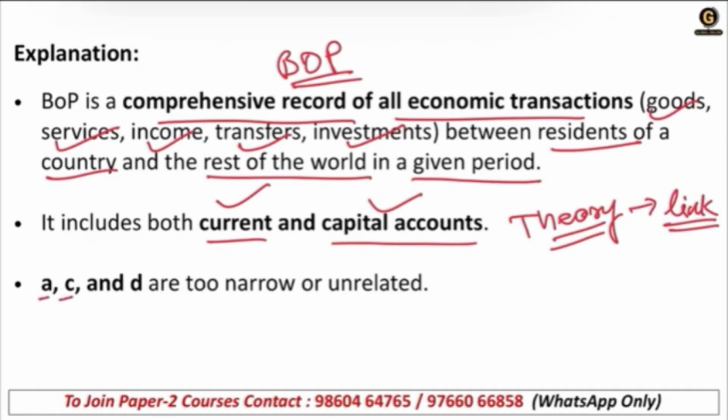In terms of other options, A, C, D are too narrow or unrelated, right? In the theory session as well, we have discussed how BOP is calculated, the factors included in the calculation of BOP. Clear? So current account, capital account, finance account, reserves are all the things, and how reserves are calculated. And what is the connection of reserves with the BOP, that you will understand in the theory session.